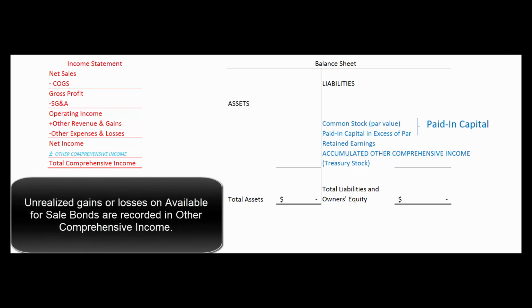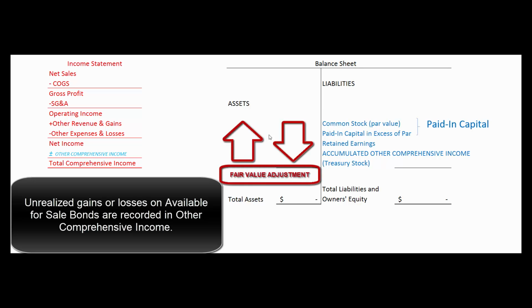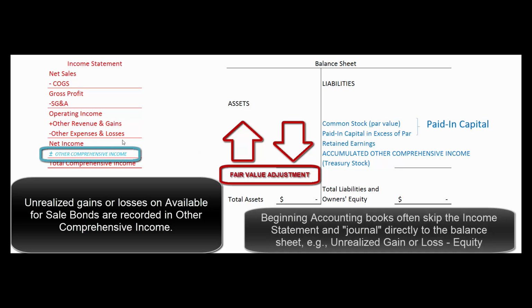Now, if it's an available for sale security, in other words, we bought the bond, we're going to sell it when we need the money or when we think the time is right, we're going to adjust it. We're going to put it on our books for its fair value. We're going to keep track of that fair value adjustment in a separate account over here on the balance sheet. But we're not going to book that gain or loss in net income.